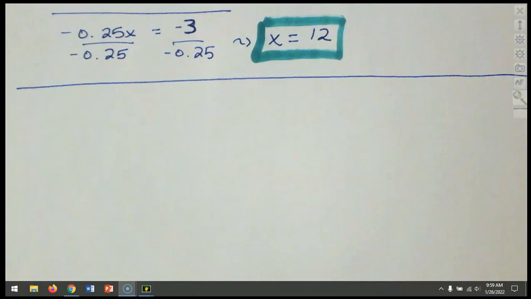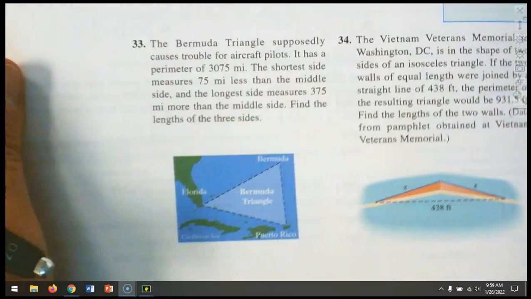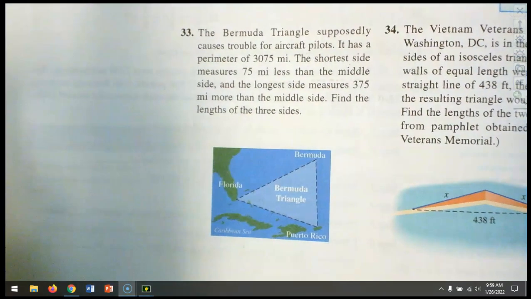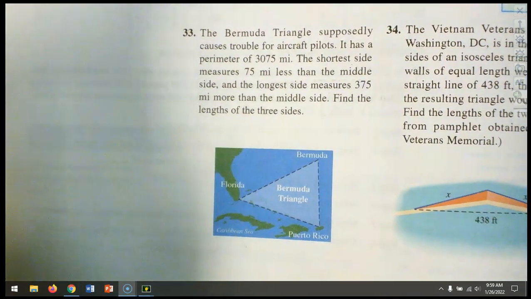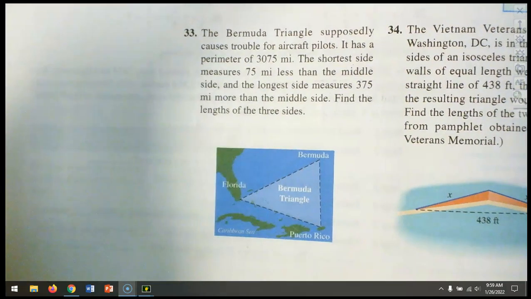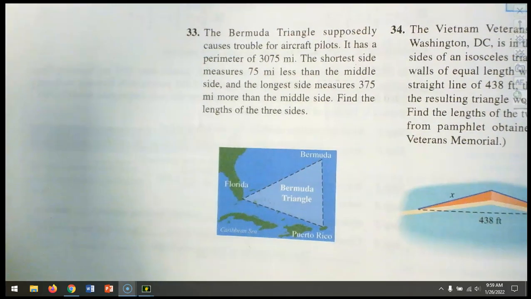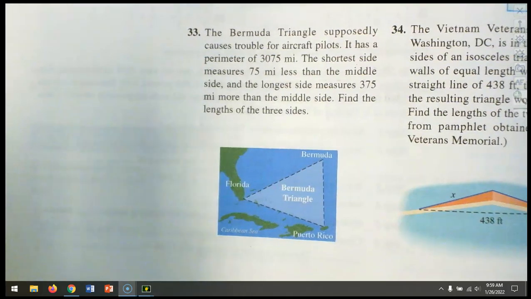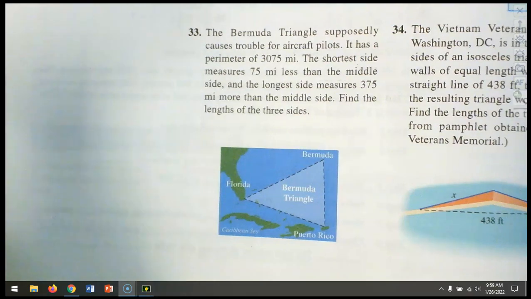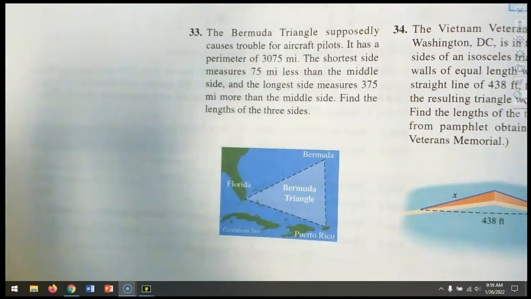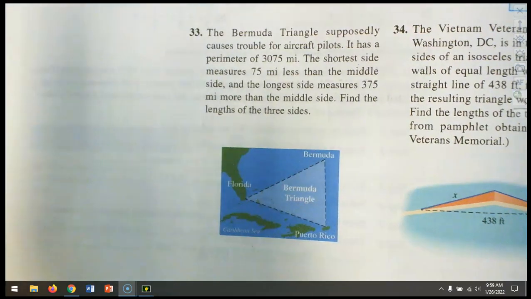Let's look at, how about question 33? And this again is on page 88. We're going to look at question 33. What we're going to do is read it through. Then we're going to go back, try to think about what we're doing, what formulas we need, fill the pieces in, work it out, answer our question, and make sure we label our answers.